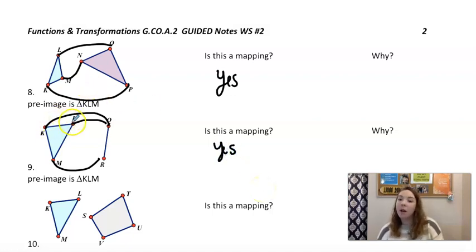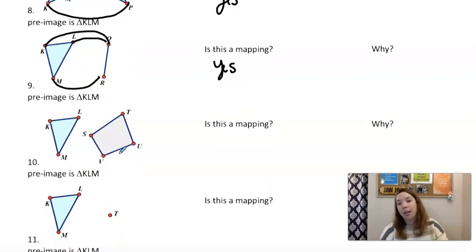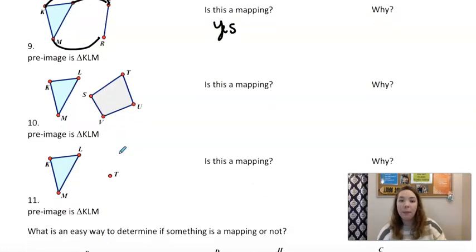All right. But none of my blue points are being used twice. So that's okay. That is a mapping.